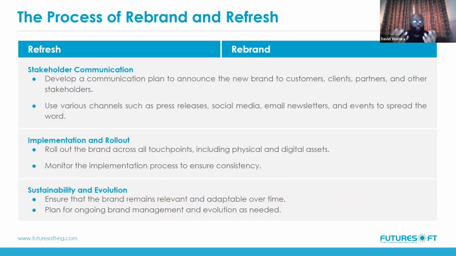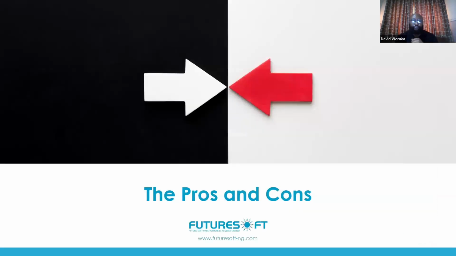And then, for sustainability and evolution, you ensure that the brand remains relevant and adaptive over time, and you plan for ongoing brand management. So you keep the brand in a position where you keep evolving it, you keep growing it, you keep ensuring that you manage it. You don't just let it be. You ensure that it spans its purpose, and it never goes into extinction, but it stays relevant in the market.